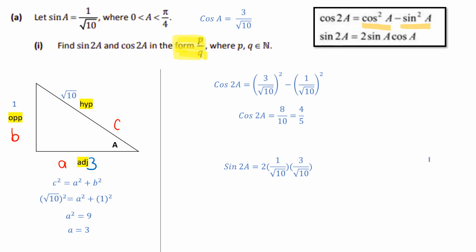Sine 2a then is 2 times sine A times cos A, which gives me 2 times 1 over root 10, times 3 over root 10. 2 by 1 by 3 gives me 6. Root 10 by root 10 gives me 10. So this simplifies to 6 over 10, or if you go straight to your calculator, 3 over 5.